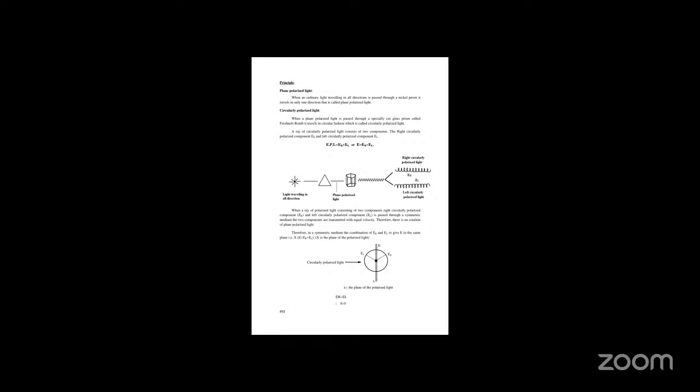In the block diagram of the equipment, the light travels in all directions, a multi-directional light. When it is passed through the Nicol prism, it is converted into plane polarized light, and when it passes through the chiral medium, it gives right circularly polarized and left circularly polarized light.